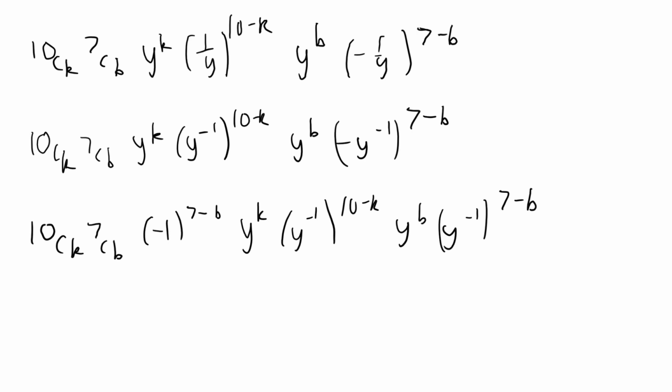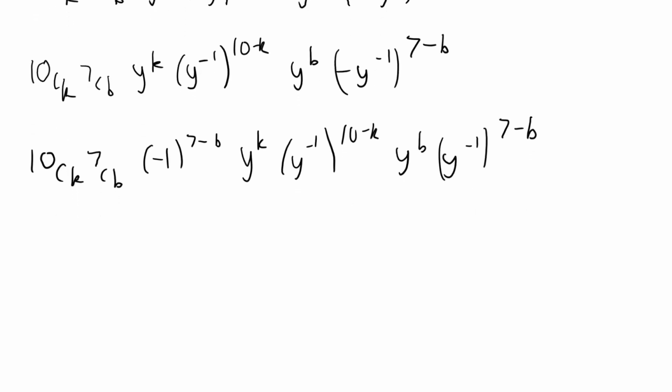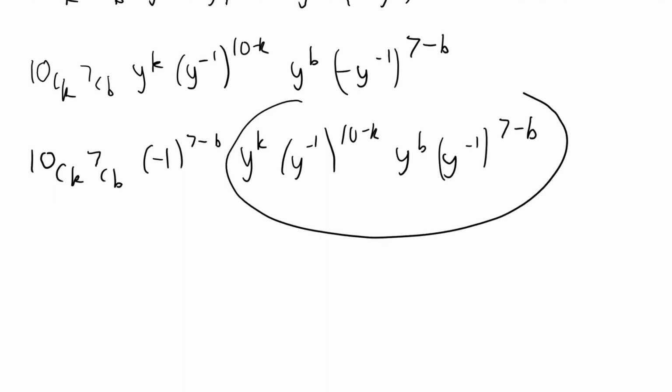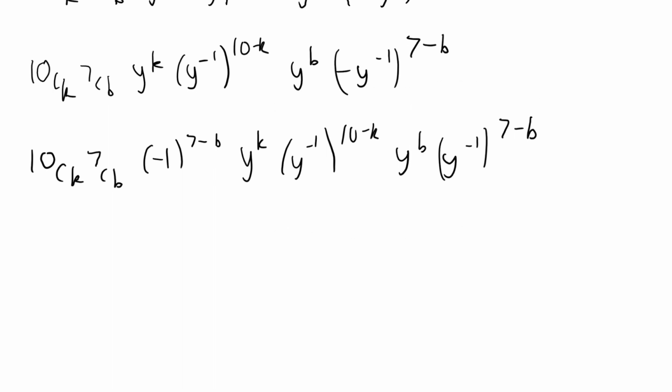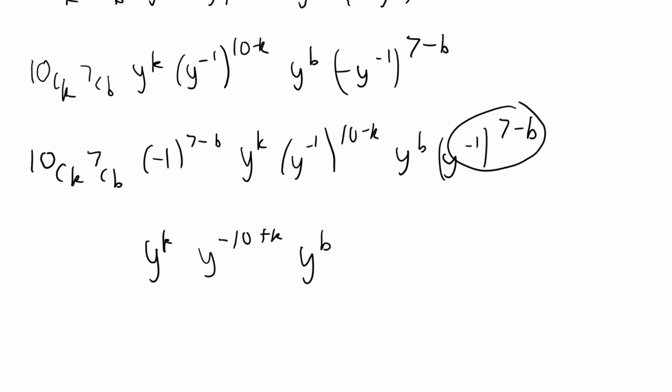Okay, next what we're going to do is take these terms here and expand the brackets. So what we're going to do is y to the k times, multiplying these three numbers together, y to the minus 10 plus k, y to the b, and then we're going to multiply these numbers here, y to the minus 7 plus b.